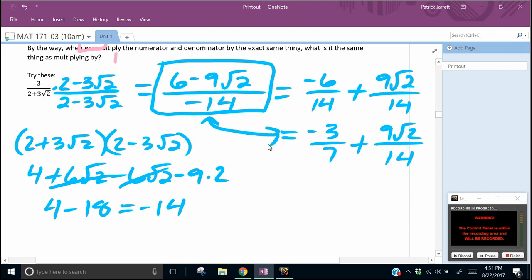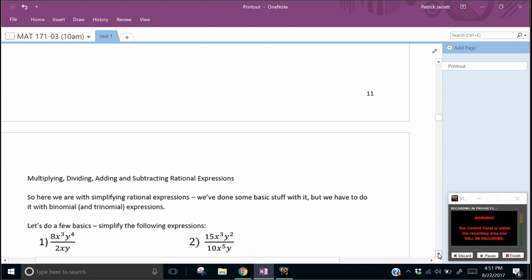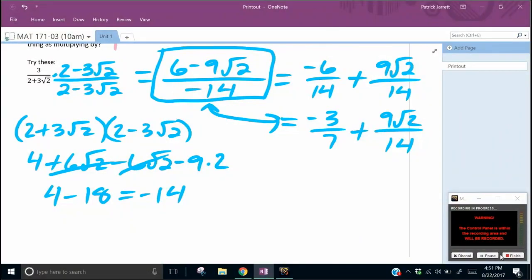Now, so what I'm going to do here is I'm going to stop because that is the radical part. I hope this helped you out a bit. So I'm going to make a second presentation on rationals.